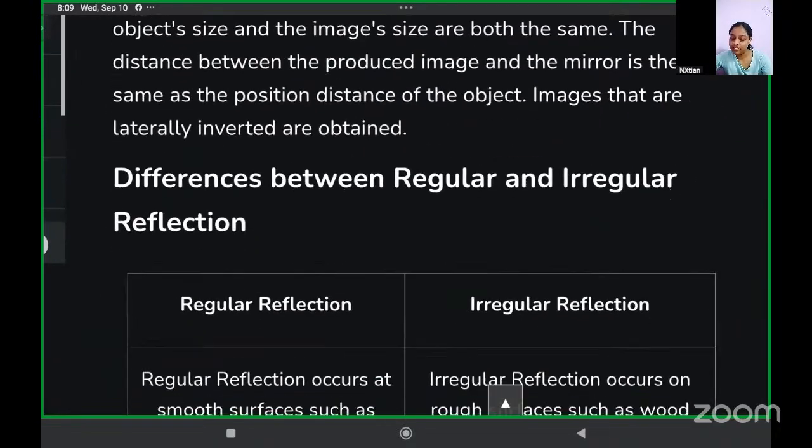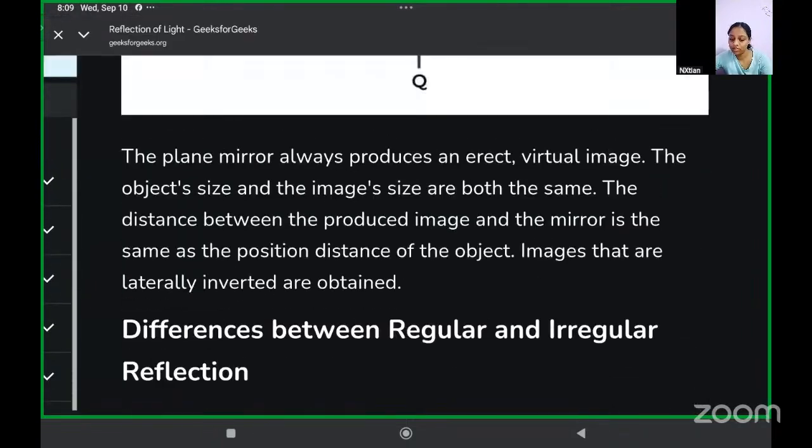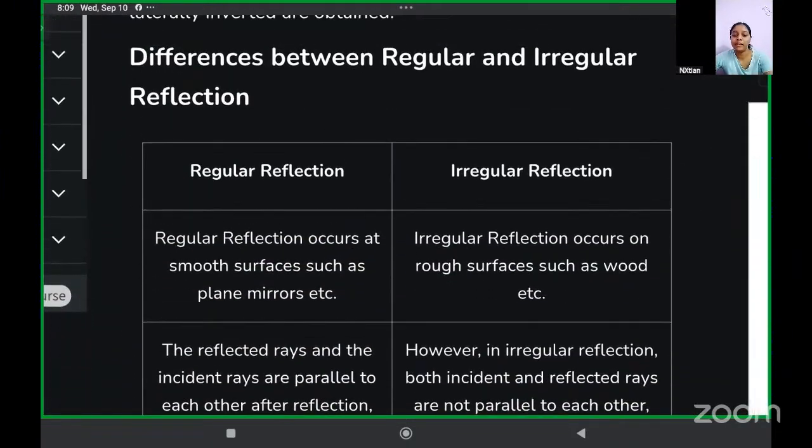All right, now I will cover the topic of real and virtual images, the entire topic in detail tomorrow. Let's quickly see the difference between regular and irregular reflection. Regular reflection occurs at smooth surfaces such as plane mirrors. Irregular reflection occurs on rough surfaces such as wood. Basically uniform and non-uniform reflection, or specular and diffuse reflection.